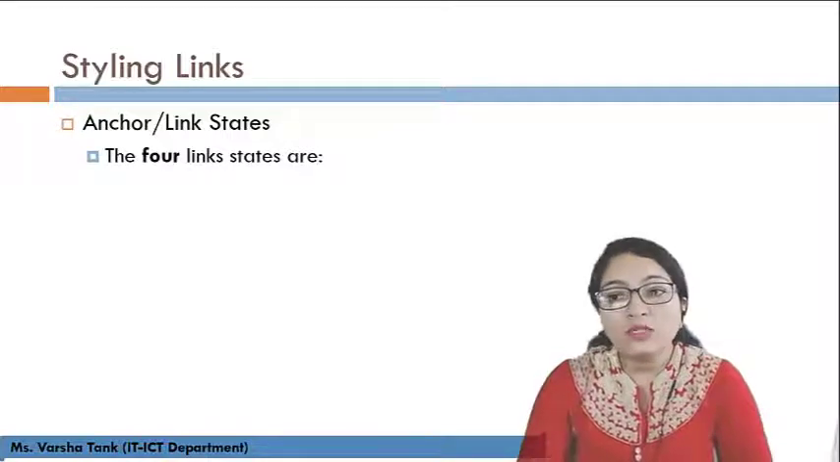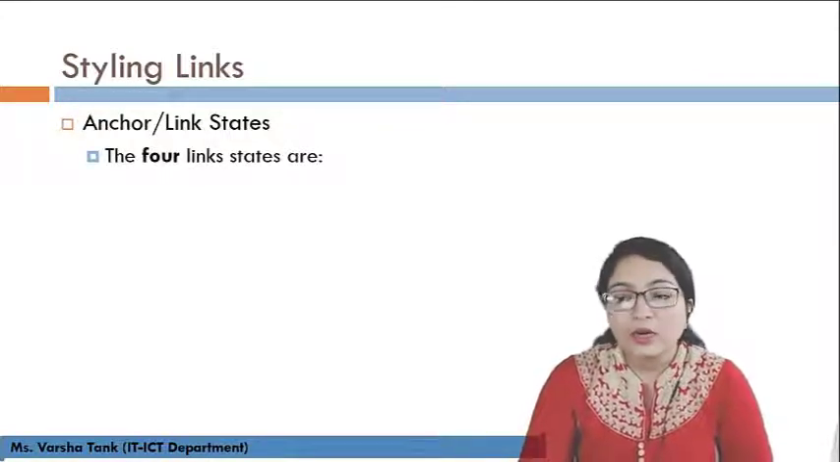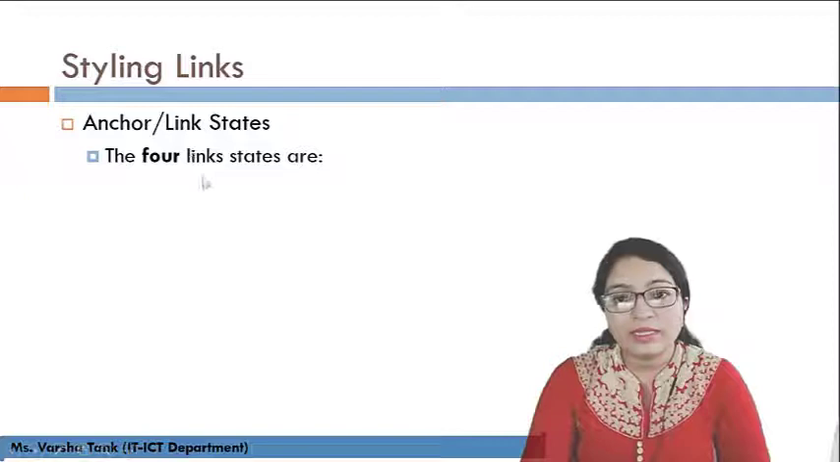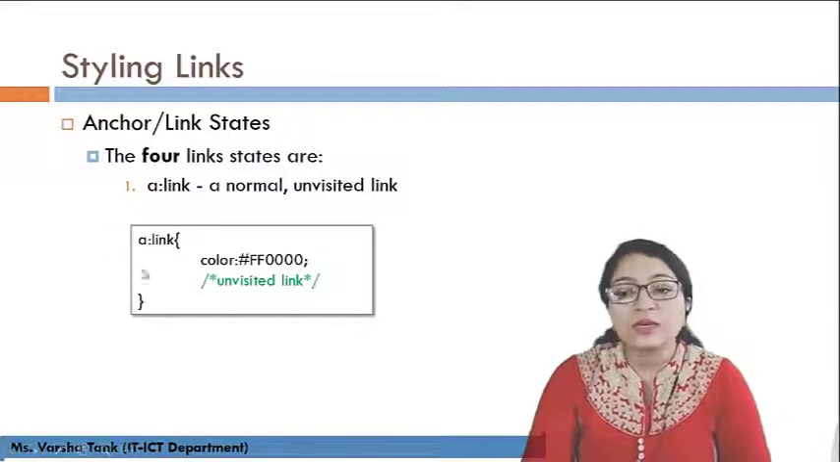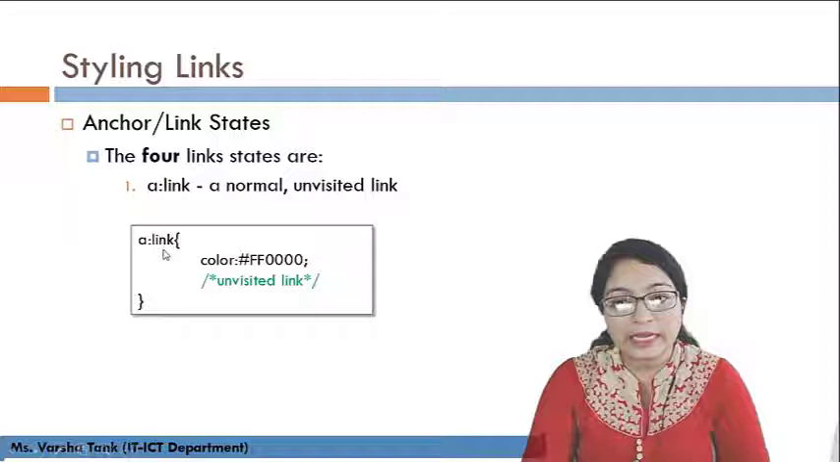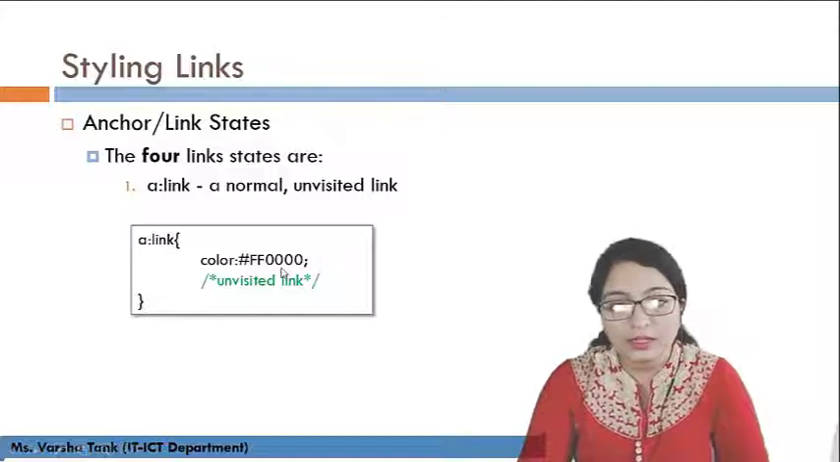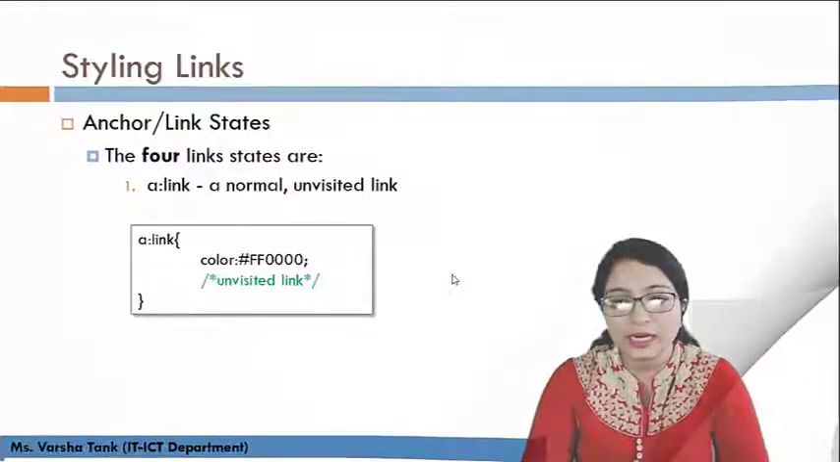Now let's learn about CSS styling links. Here the anchor link states are there. The four different link states are: first, a:link, which is a normal or unvisited link. You can define that with a colon link, so that is the normal link. Here you can specify the defined color, so that is for the unvisited link.